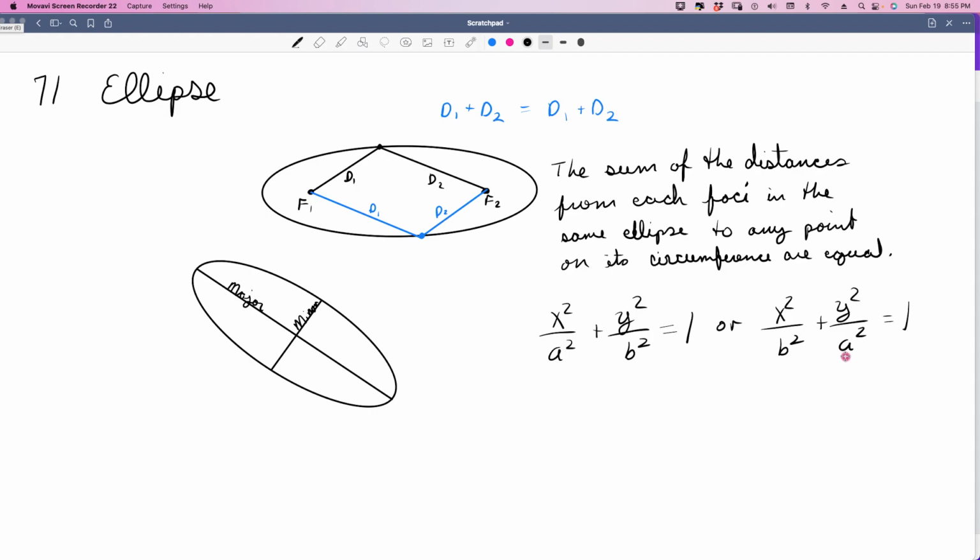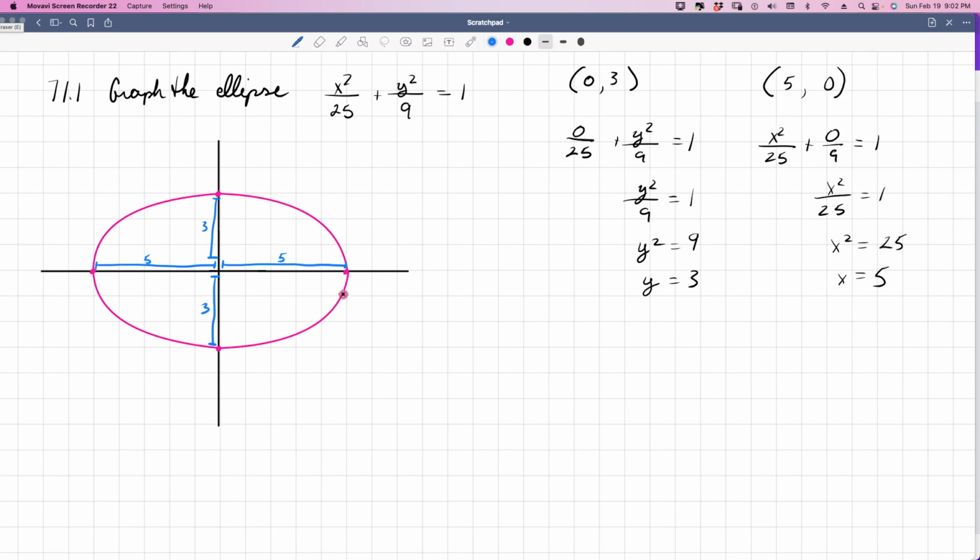So let us find how to use these by doing a practice problem. We're going to use this to figure out how to graph an ellipse. All right, so here we have 71.1, and we're asked to graph the ellipse x squared over 25 plus y squared over 9 is equal to 1.